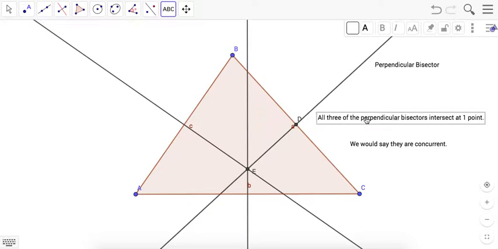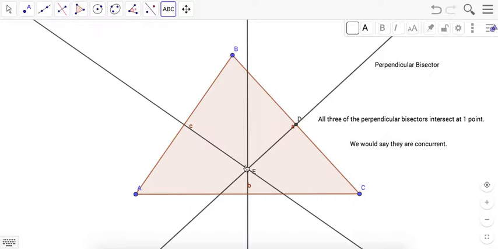And we'll talk about all this in our notes. Basically, that's just three or more lines all intersecting at one point right here. We say they're concurrent. So if you have four or five lines all intersecting at one point, the word for that is concurrent. Instead of saying they all intersect at the same place, we would say they're concurrent. It's a shortcut way of saying things.